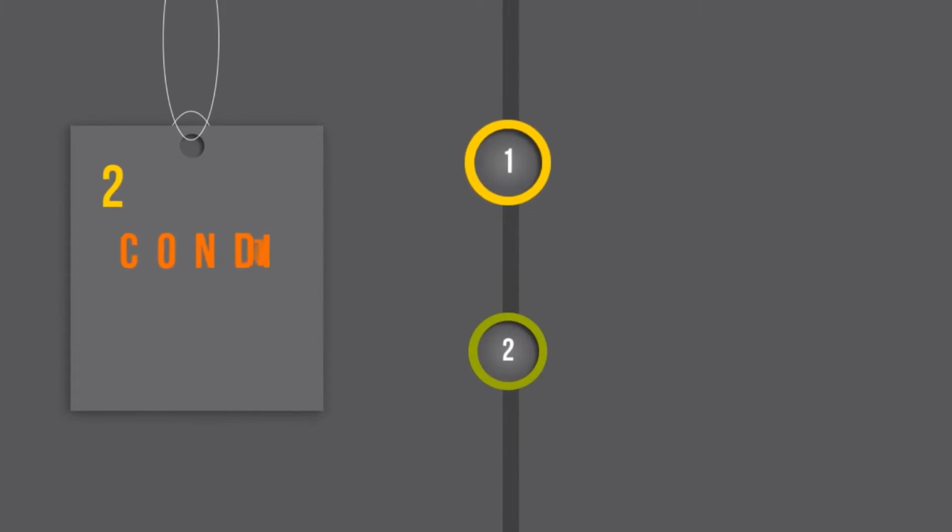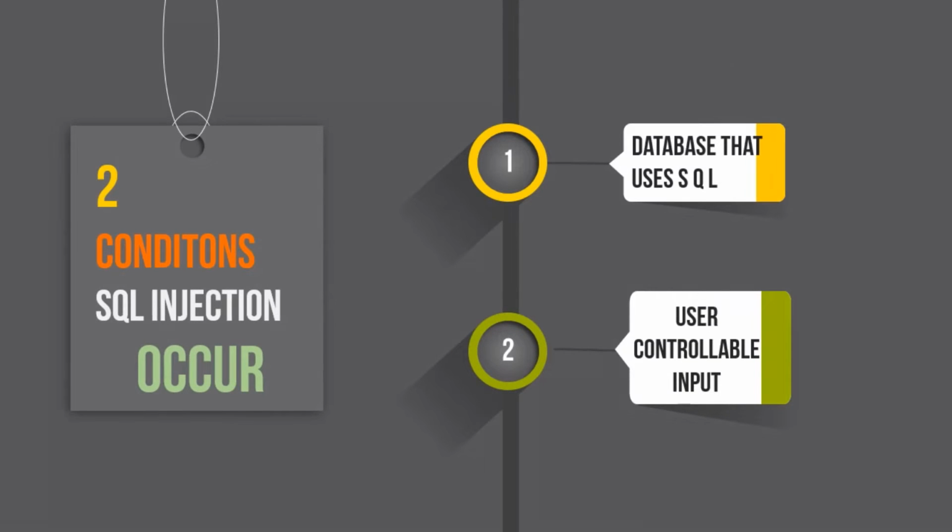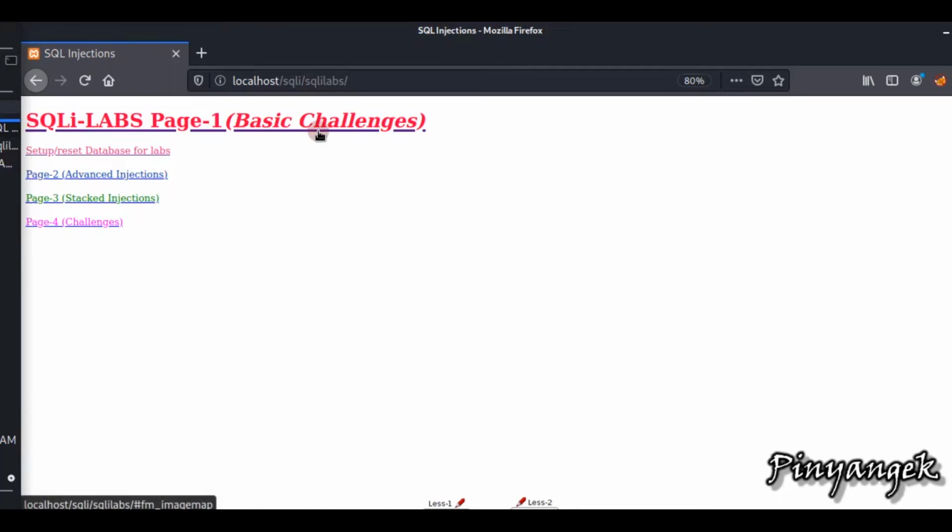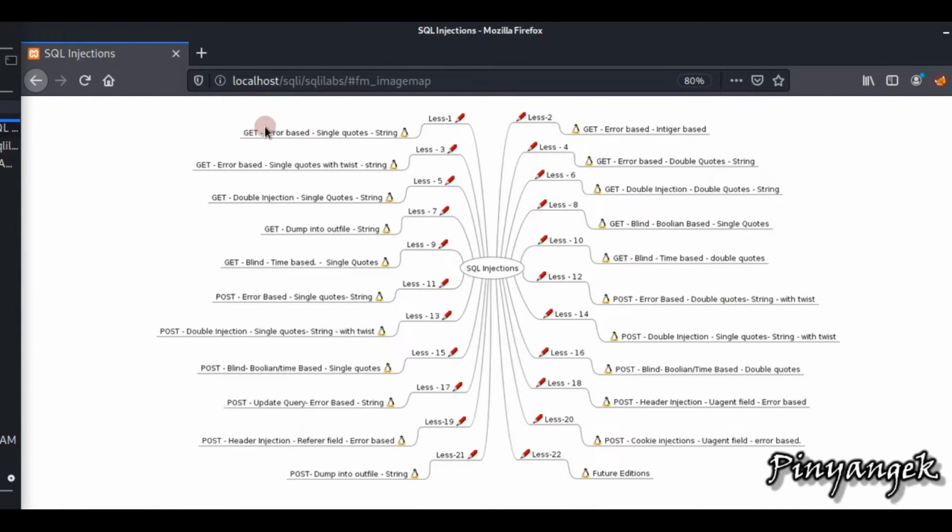An SQL injection needs just two conditions to exist: a relational database that uses SQL, and a user controllable input, which is directly used in an SQL query. Let's say that now we have a web page that is vulnerable to SQL injection attack. In this scenario, I will use Sqli Labs from Docker. Let's open Lesson 1, error based single quotes.